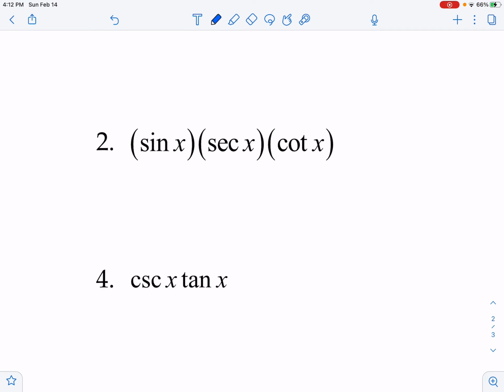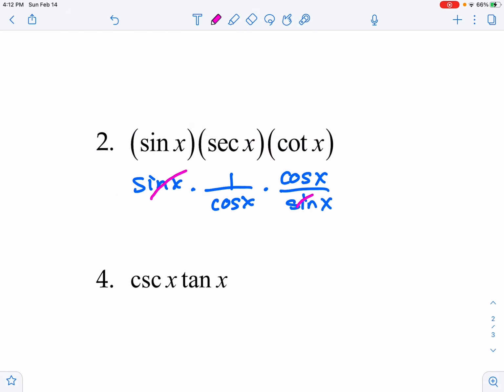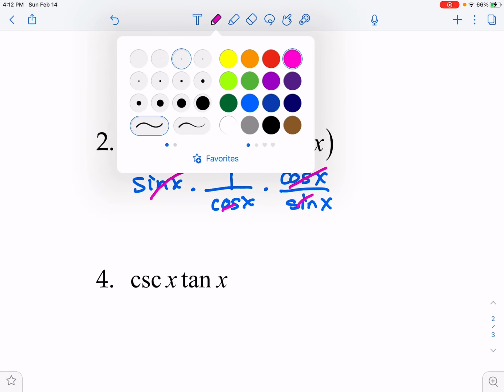This one, I'm going to put them all in terms of sine and cosine. So I have the sine of x. The secant is 1 over the cosine. The cotangent is cosine x over the sine of x. I can cross things out, and I'm left with 1.